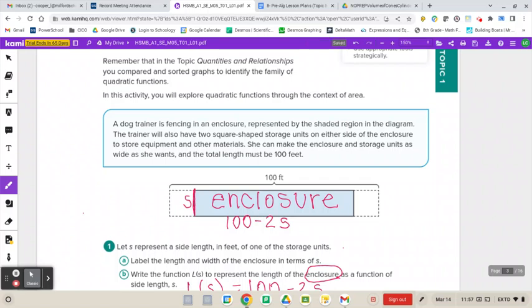So if I want to find the area of a rectangle, any rectangle in the world, Jaden, how do I find the area? Times the length and the width. Does that make sense?